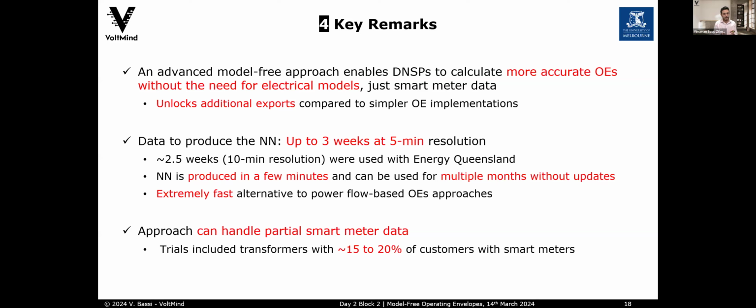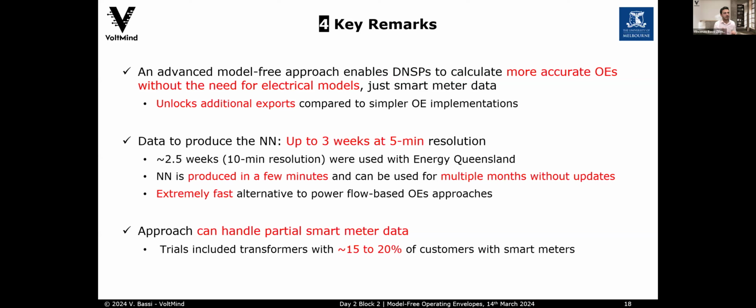In terms of the time of production of the neural network, this is really fast. The neural network is produced in just a few minutes and can be used for multiple months without requiring further updates if there are no changes in the low voltage network, of course. And this corresponds to an extremely fast alternative to power flow-based approaches. So as I was saying before, in terms of equally distributed operating envelopes, this can be calculated in a second per instance.